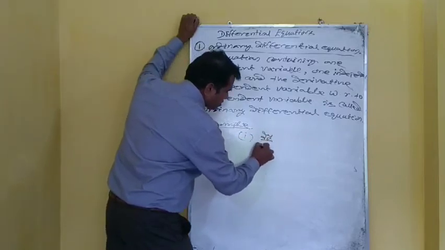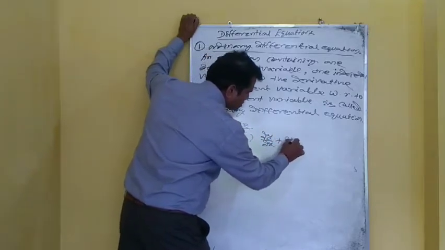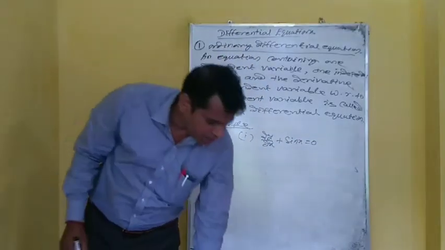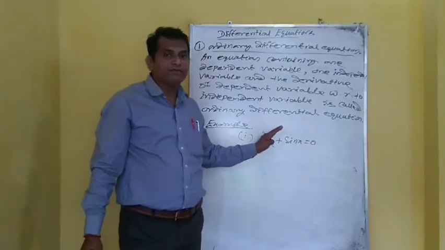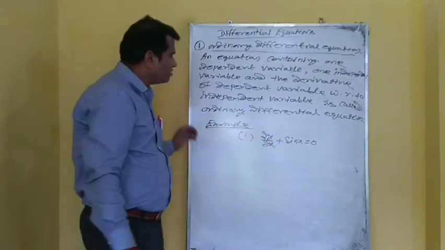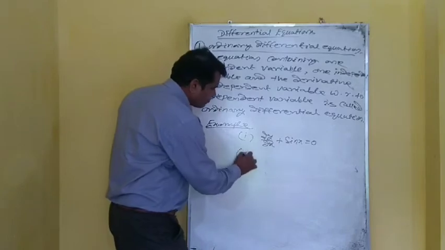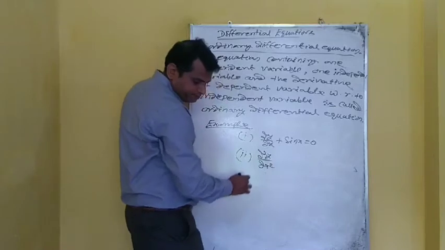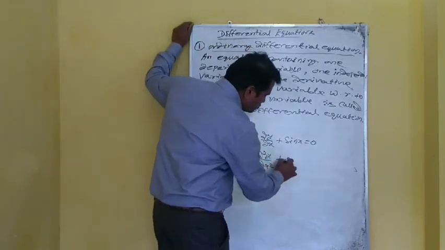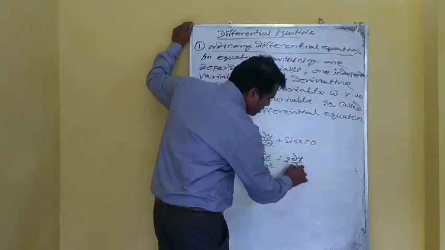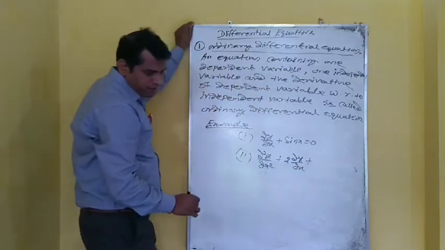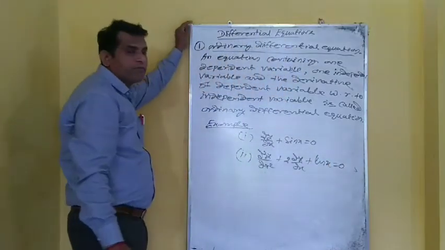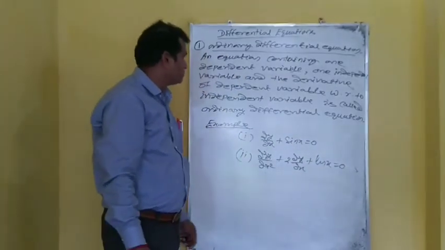dy by dx plus sin x is equal to 0 is one of the ordinary differential equation. Here y is the dependent variable, x is the independent variable. Another example, d square y by dx square plus 2 dy by dx plus ln x is equal to 0 is another example of ordinary differential equation.